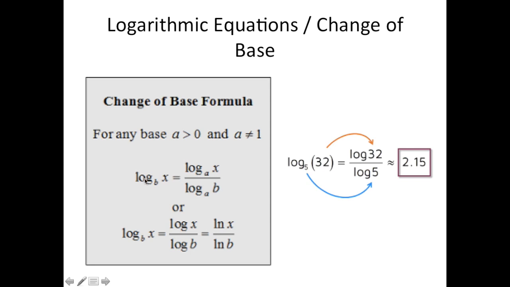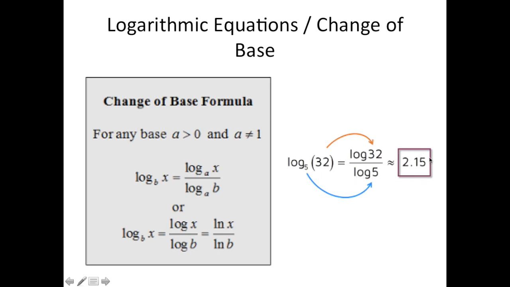If I have any base and I want to convert it to a specific base, let's say I have log base b of x and I want to change it into a log base a, all you have to do is put log base a of x over log base a of b. In other words, if I have log base 5 of 32, you can change this into a log base 10 by doing log of 32 over log of 5. Or I could have changed it into natural log. I could have said natural log of 32 over natural log of 5.